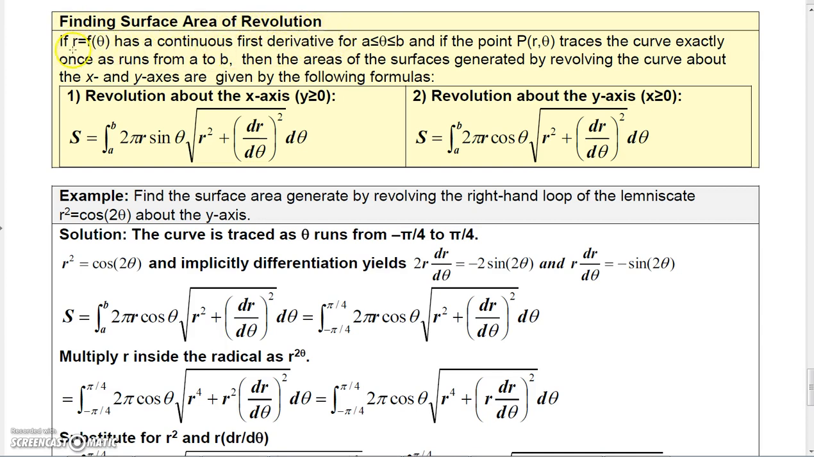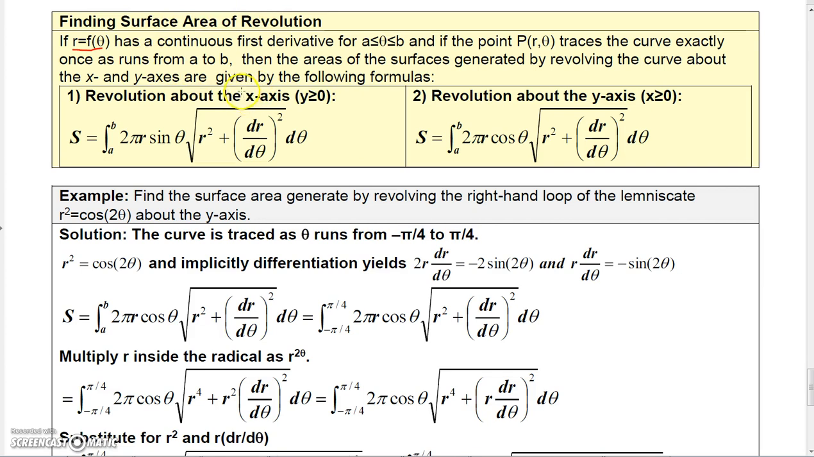And so if we have a curve r equal f of theta, and as long as it has a continuous first derivative as theta goes from A to B, and if the point traces the curve exactly once as we go from A to B, then the areas of the surfaces generated by revolving the curve about the x and y axis are given here.